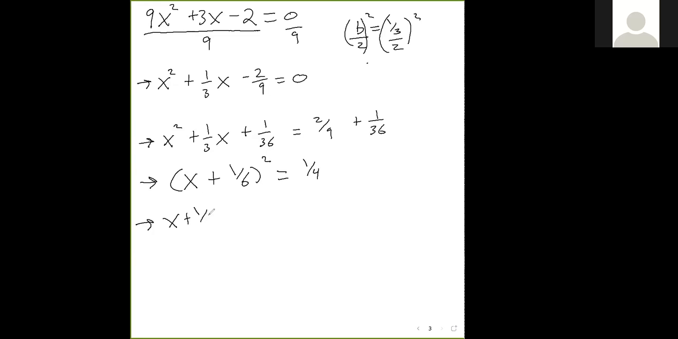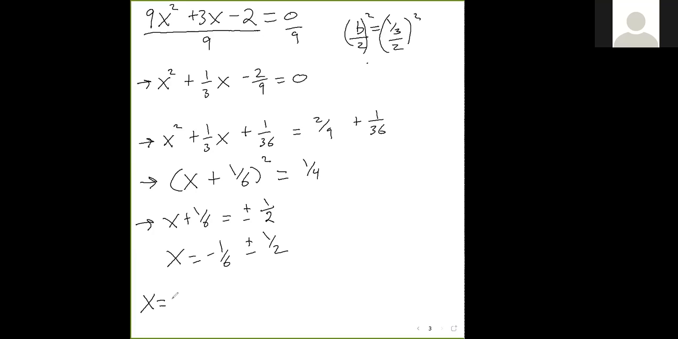x plus 1/6 equals plus or minus. If we take the square root of this, this is going to become 1/2. Okay, so this is 1/2. Now we can subtract our 1/6. There we go. So we have two answers here.